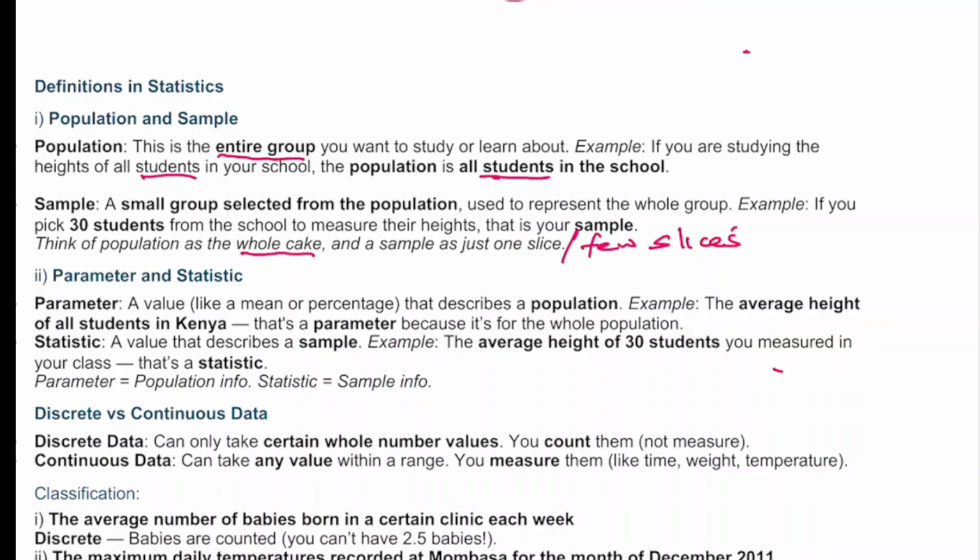So when you're looking at this again, look at it from the perspective of the whole versus the sample, the whole versus the slice. So parameter is more of like statistics, but looking at the whole population. Statistics just describes, is a value that describes the sample. Okay.